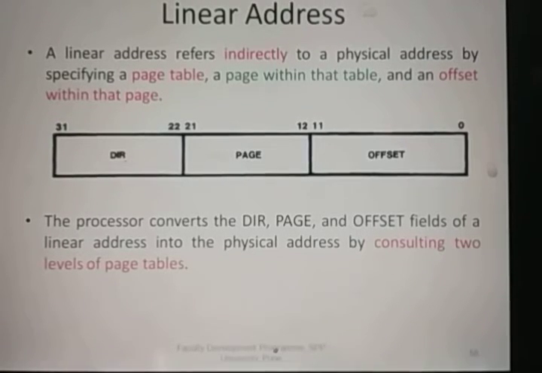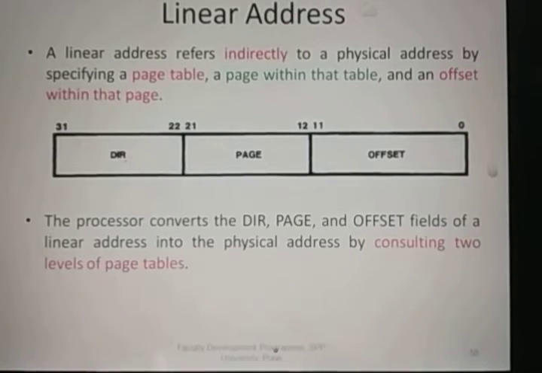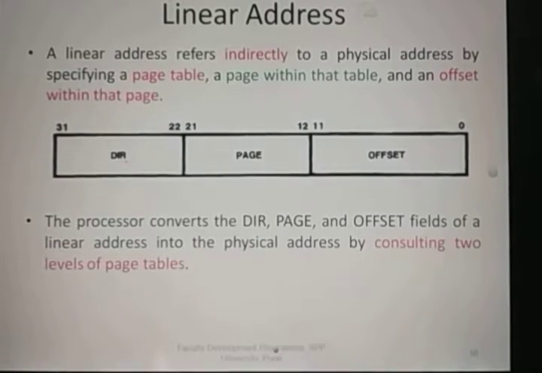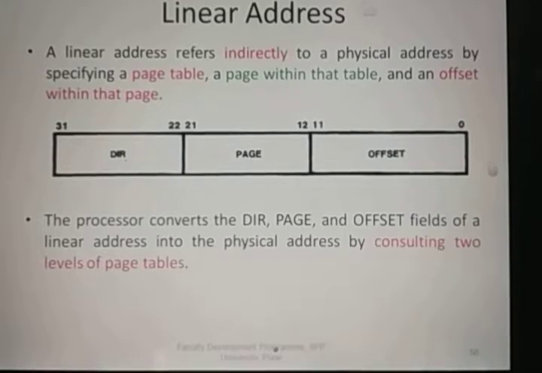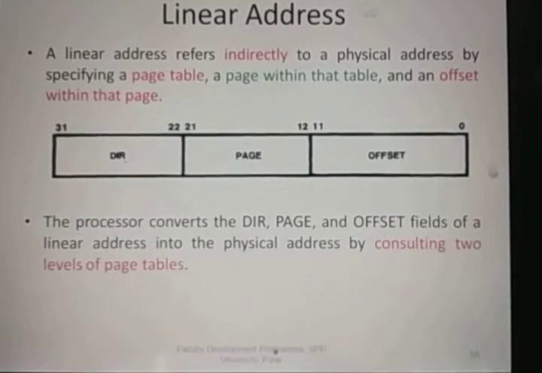The processor converts the directory, page and offset fields of a linear address into a physical address by consulting two levels of page tables. So basically, we use a two-level page table for converting a linear address into a physical address. In that case we will use the page directory entry table and the page table entry table.